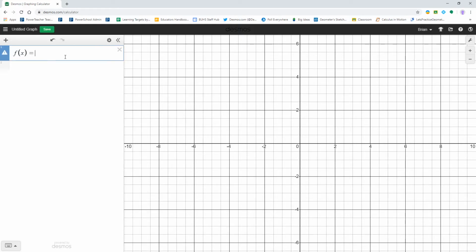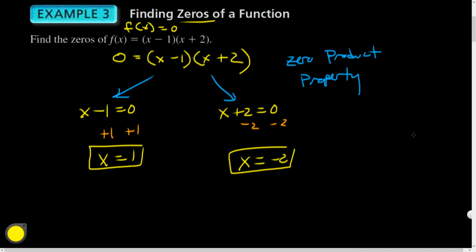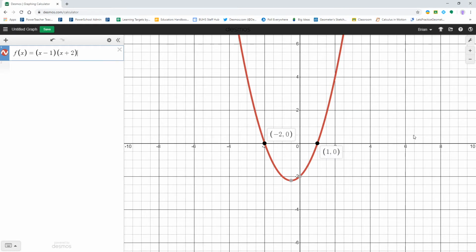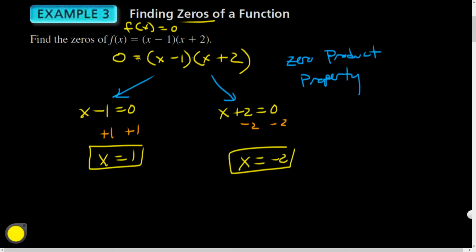If I had f of x equals x minus 1 times x plus 2, what am I talking about? The x-intercepts. Right there. Negative 2 and 1 are where these cross the x-axis, which is when the y value, notice the y value for both of those is 0, and therefore the output of the function is 0 at those times. That's the whole idea. So if I was using an equation to find the zeros of a function, I'm plugging in 0 for f of x and solving.